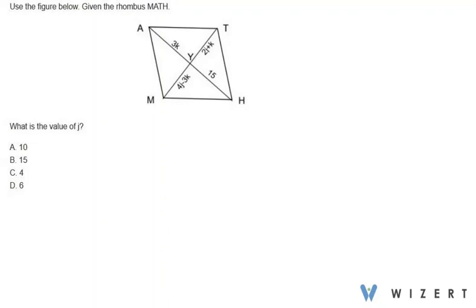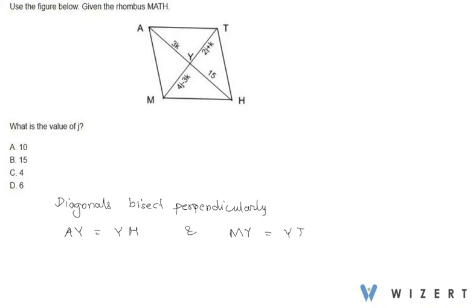Now since this is a rhombus, we know that diagonals bisect perpendicular. So since they bisect, we can say that AY equal to YH and MY equal to YT. And using these equations, we can simply equate 3k equal to 15.